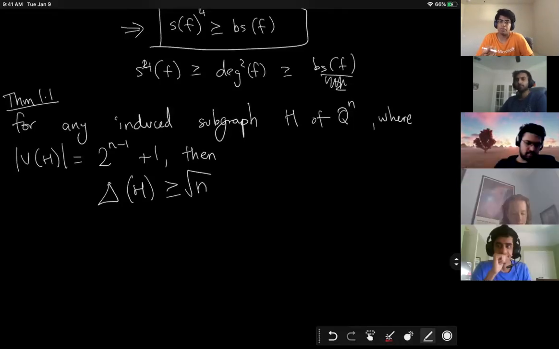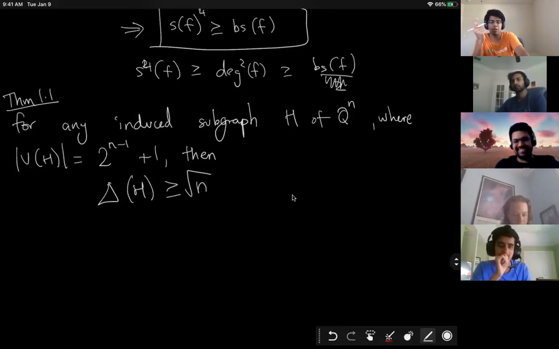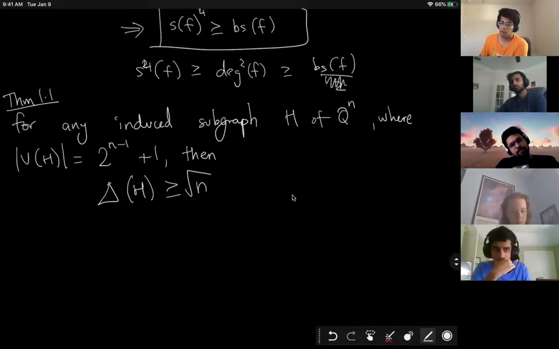Wait, is delta the max degree? Yes. Oh, okay. Hey, Brian. Alex. So if you think about what this theorem is saying, we just showed that if h has 2 to the n minus 1 vertices, then it's possible for delta of h to be 0. What this is saying is that even if you add one more vertex in there, immediately the max degree jumps up to root n, which is interesting, I guess.